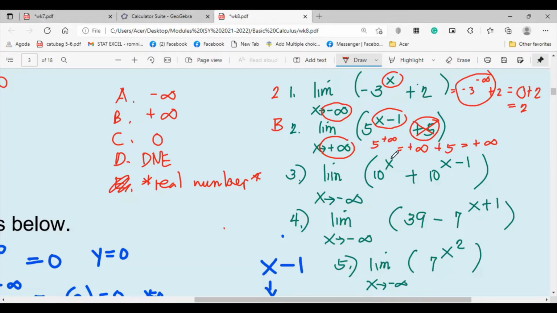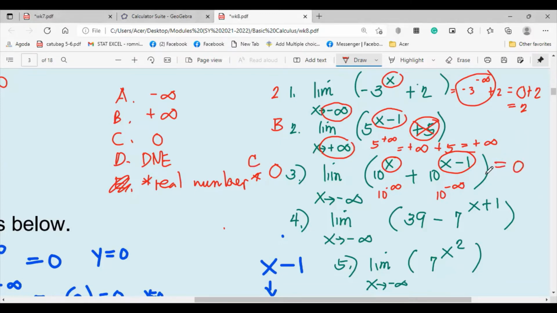Number 3, so ito, magiging 10 raised to negative infinity. Ito din, magiging negative infinity. So, anong sagot natin dyan? Number 3, the answer is 0. Or that is simply C. Kasi binigay natin sa choices. That must be C. But the value of this one is 0.